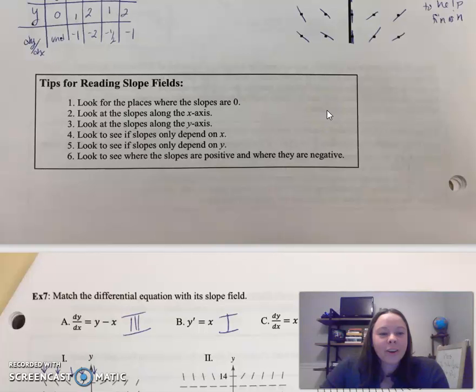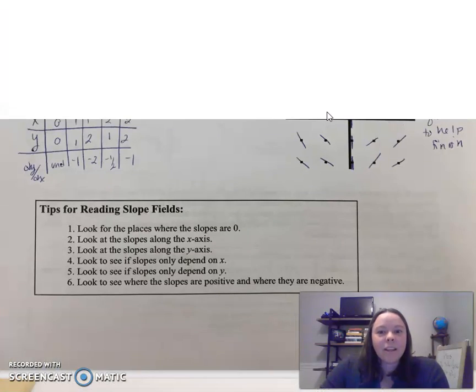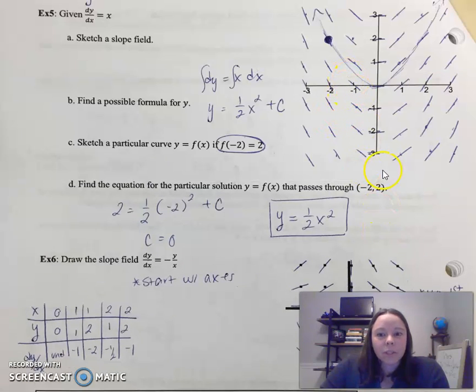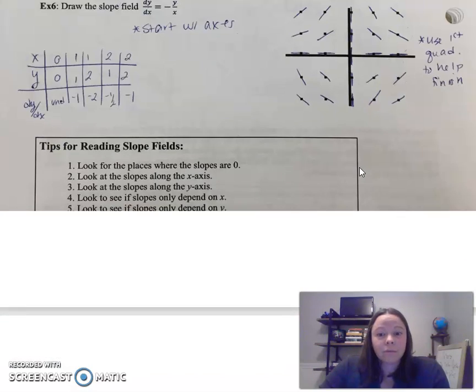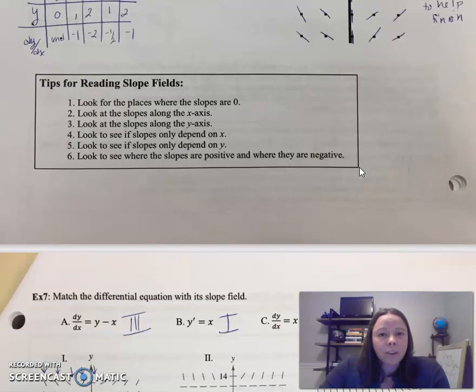All right, now going backwards. So what we just did here was we sketched some slope fields. Now we're going to try to read the slope fields. And if you're a perfectionist like me, these can be a little bit frustrating to work with. So if you're trying to work backwards, look for places where the slopes are 0. Look at the slopes along the x and y axis.